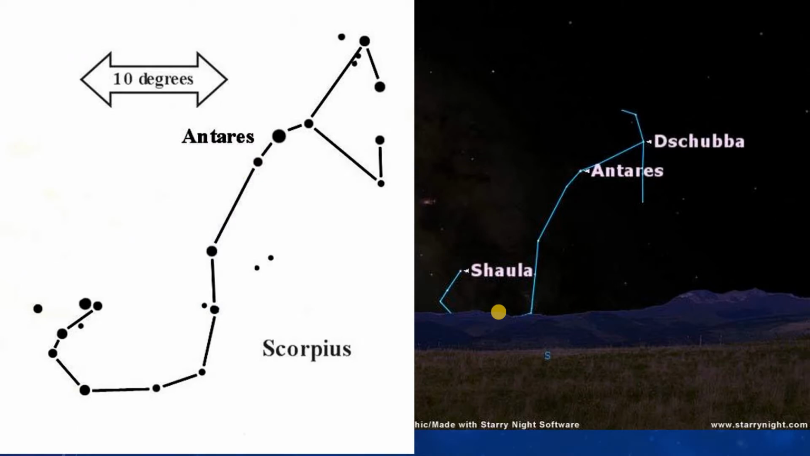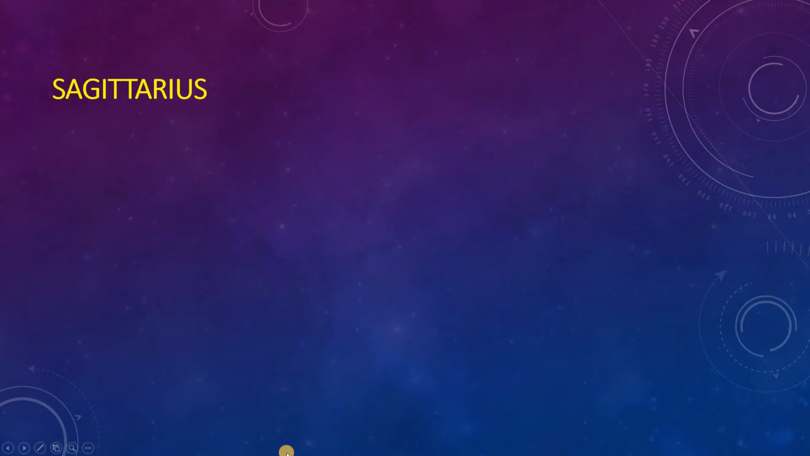Here's another example of Scorpius. Notice Antares in both pictures. So you've got Antares here, Antares here. It's the brightest star in Scorpius and the one that you'd want to associate with it. If I were you and continued to make that chart from earlier in the video, I would put Antares and Scorpius together. All right, so the next one is Sagittarius.